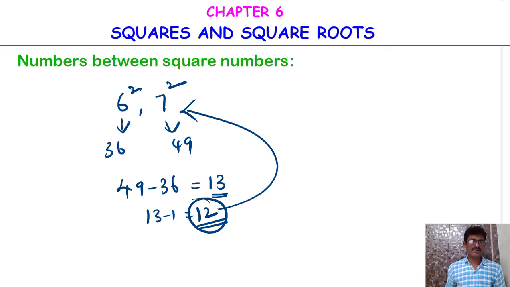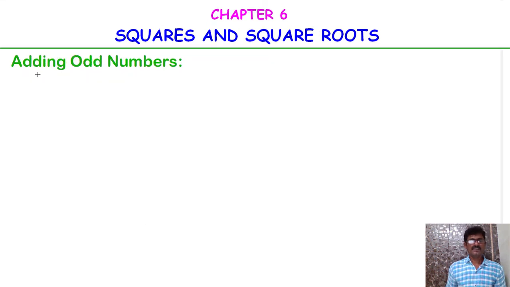Now let us go to one more pattern. Adding odd numbers. First of all, what are odd numbers? When a natural number is divided by 2, if it gets 1 as the remainder, then that is said to be an odd number. So, if we divide a number by 2, then you have to get the remainder equal to 1. Then that is said to be an odd number. What are the odd numbers we have? 1, 3, 5, 7, 9, 11 and so on. These are the odd numbers.